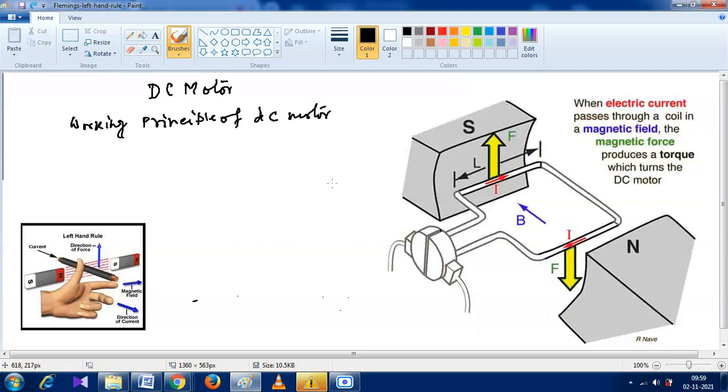So, what I say is, if the forefinger is directed along the magnetic field, and if the direction of the current is denoted by the middle finger, then the deflection of the conductor is directed by the thumb.